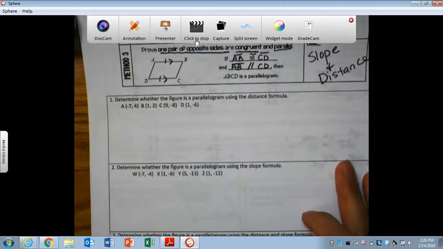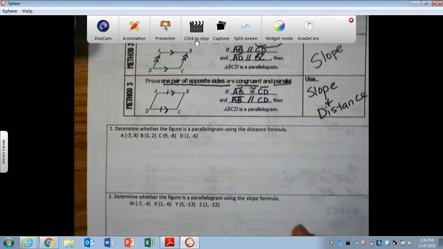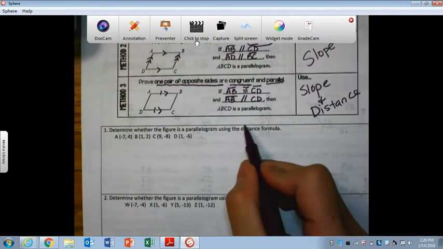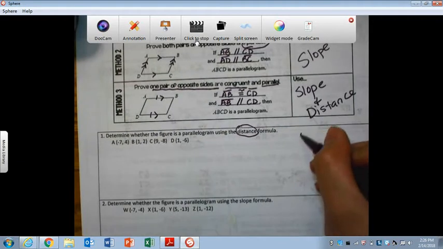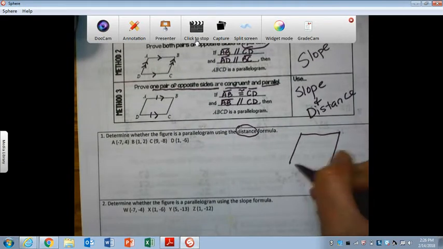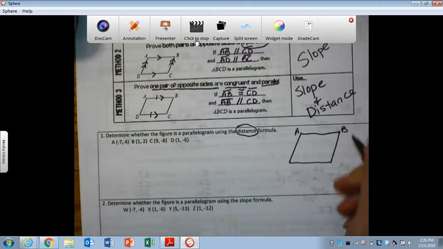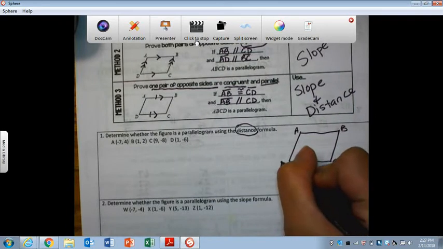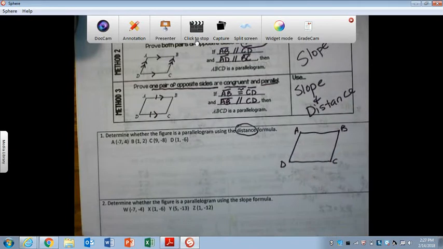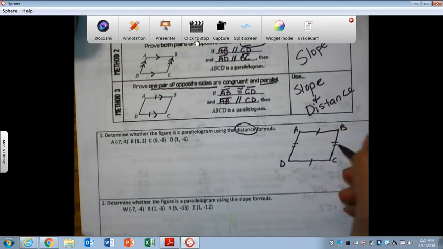All right, so this one. Determine whether the figure is a parallelogram using the distance formula. All right, so again, you want to draw out your parallelogram. Go clockwise. So you want to prove that this is congruent to that and this is congruent to that. All right, let's do this.